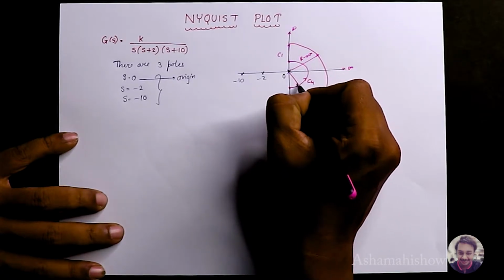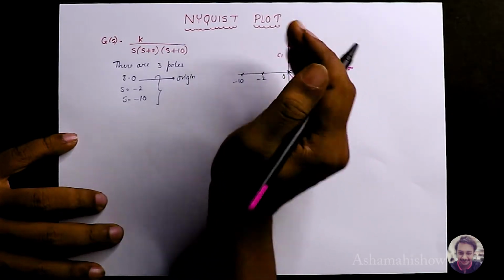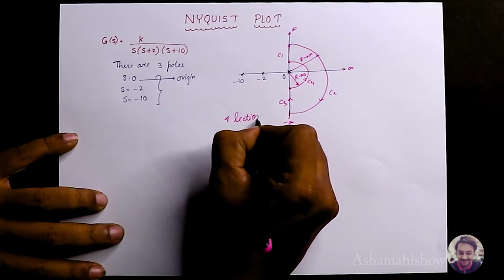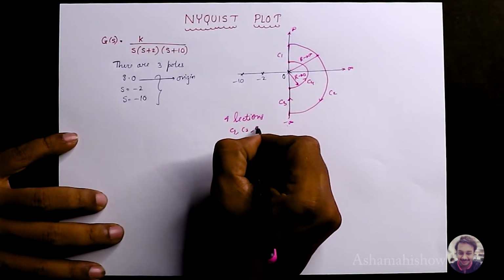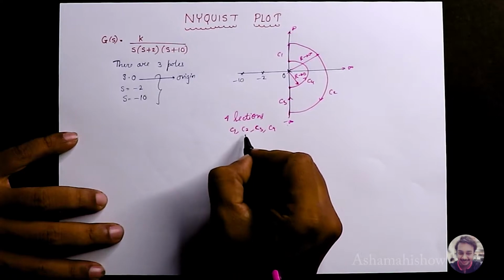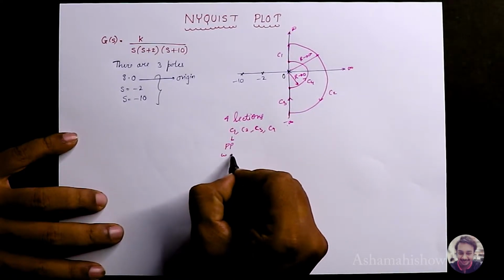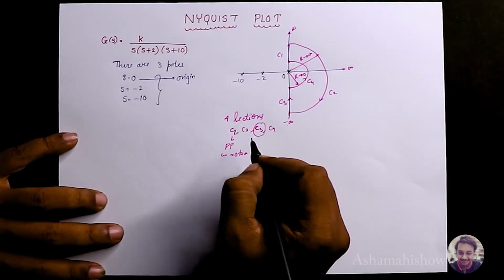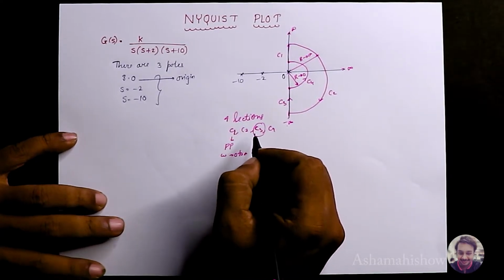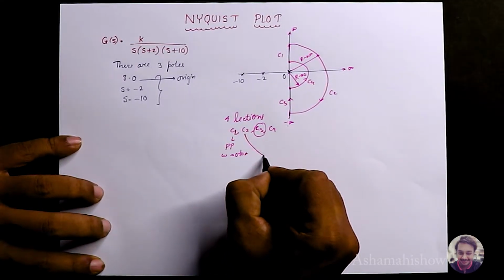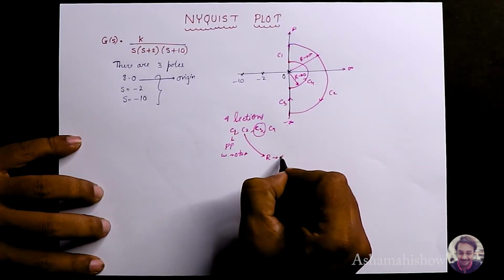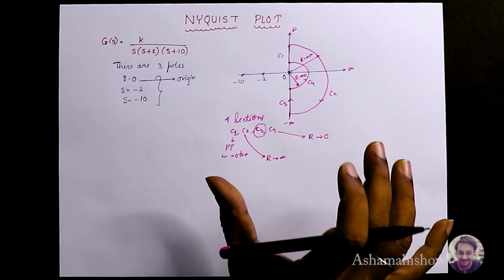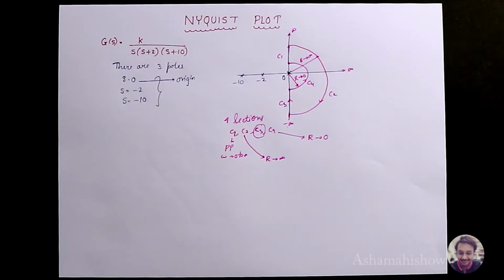For C4 your radius tends to 0, because C4 is very near to 0 and C2 is very far from 0. So how many sections do we have? We have 4 sections: C1, C2, C3, C4. Your C1 is a polar plot because your omega is varying from 0 to infinity. Your C3 is an exact mirror image of C1. Your C2 is a bigger section where your radius tends to infinity, and your C4 is a smaller section where your radius tends to 0. This is how you need to find the 4 sections. So let us go one by one now.